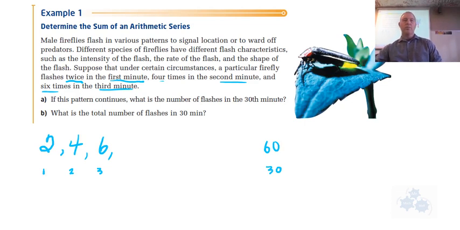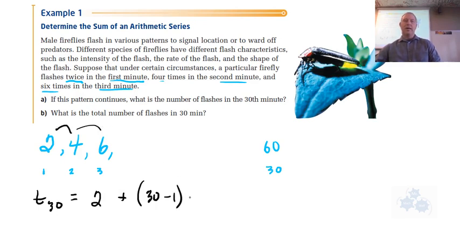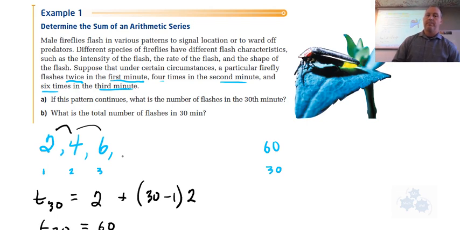You can also use the formula, though. So you could do this. You could go T of 30 equals, the first term is 2 plus, what's n? Well, that's 30 minus 1. And the difference here, we could easily calculate as 2. So when you do this, 29 times 2 plus 2, that's going to be 60, right? So you could do logical reasoning or use the formula.